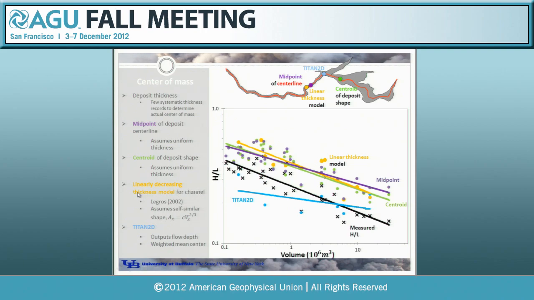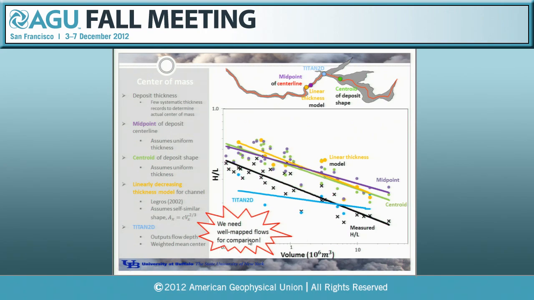You can do these linear decreasing thickness models to try to get at it. You can even take outputs from models that output flow depth and get the modeled center of mass. So this plot is just showing you what you get from all of that. I won't really go into detail, but the real issue is that these models are well and good, but we really need these well-mapped flows for comparison.